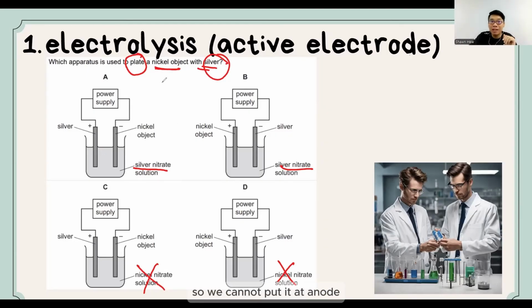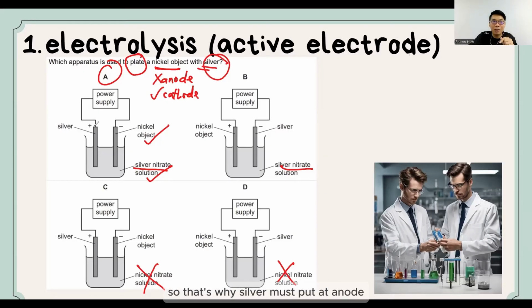So we cannot put it at anode. If I put it at anode, this nickel object will be gone. So we put it at cathode, negative here. We already know it's A. We need to coat it with silver, so that's why silver must be put at anode, so it will become thinner because it will deposit it here.